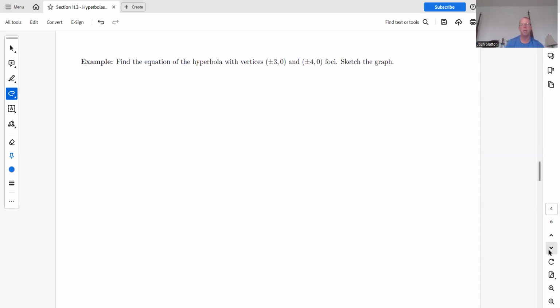All right, so next one. Now we're going to find the equation. The vertices are plus or minus 3, 0, and the focus points are plus or minus 4, 0. And so this tells us that we're opening up horizontally. And so we know that we have x squared over a squared minus y squared over b squared equals 1. We know that a is going to be 3, and then c is going to be 4.